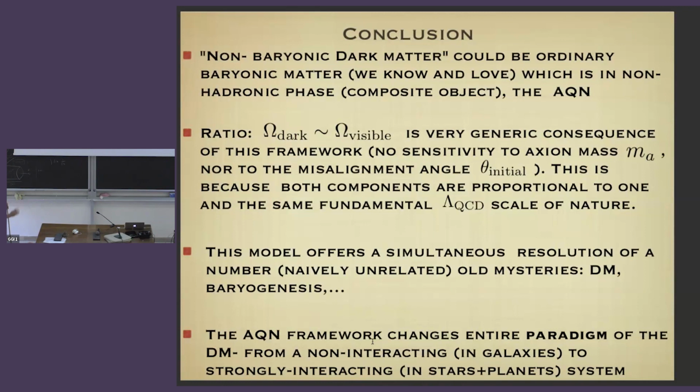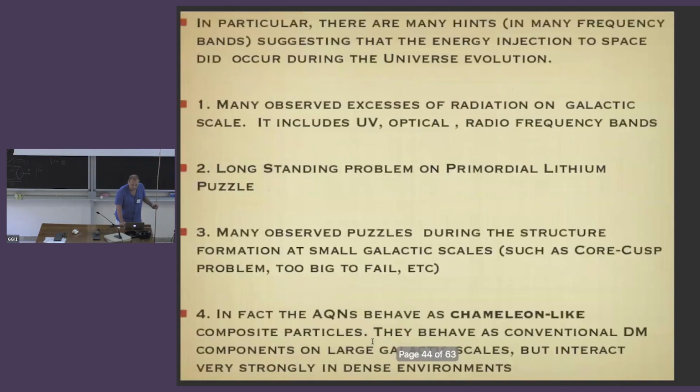Why is that? Because they are proportional to one and the same fundamental dimensional parameter. We know Lambda QCD is just this number, and the proton mass is proportional to the same number. The model offers simultaneous resolution of many different old mysteries related to dark matter and baryogenesis. And essentially the paradigm is entirely changed: when dark matter enters the Earth's atmosphere, it is a strongly interacting part of the story. And the same in the galaxy, at the center of the galaxy, it is a strongly interacting part of the story.